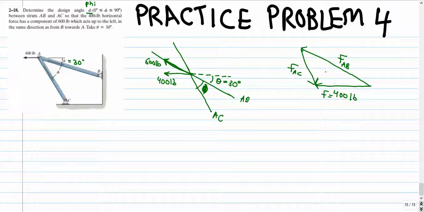Now let's put in the angles. So the angle between the resultant force of 400 pounds and its component along the AB axis, this angle, should be equal to this angle right here, which is 30 degrees. As you can see, these two angles are opposite to each other. In other words, they should be equal in magnitude. So this angle should be 30 degrees too. So let's put that right here, 30 degrees.